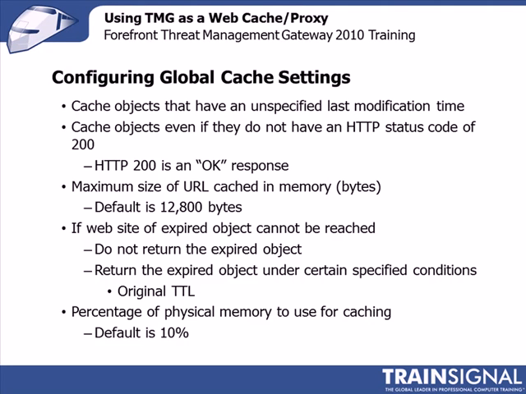What's the maximum size of a URL you want cached in memory in bytes? The default is 12,800 bytes. For most websites, this should be plenty sufficient. Going beyond that can create potential security issues.